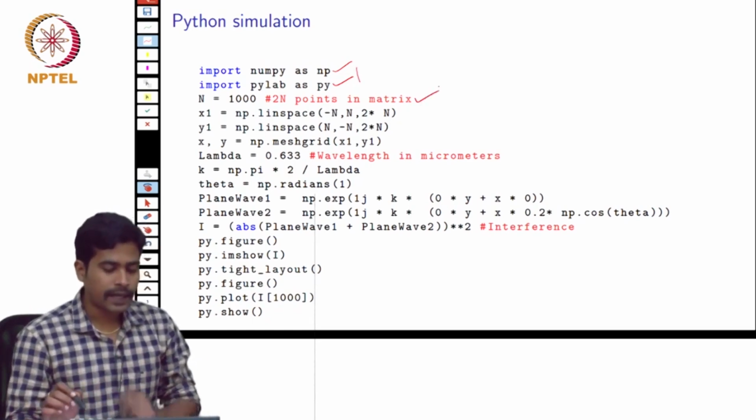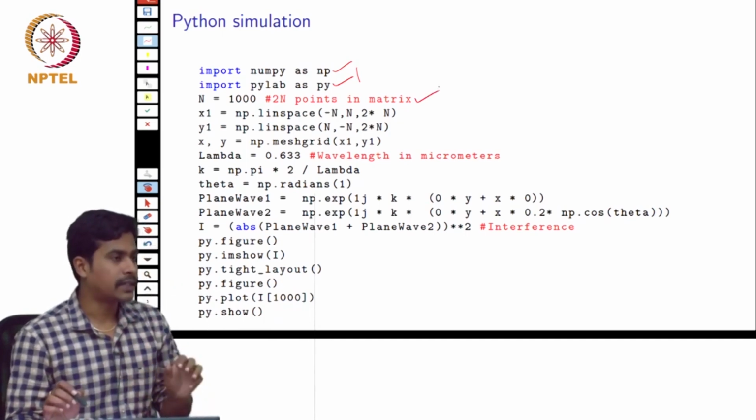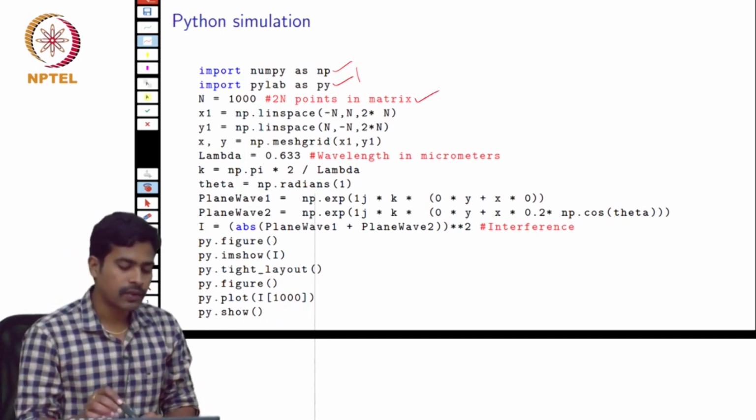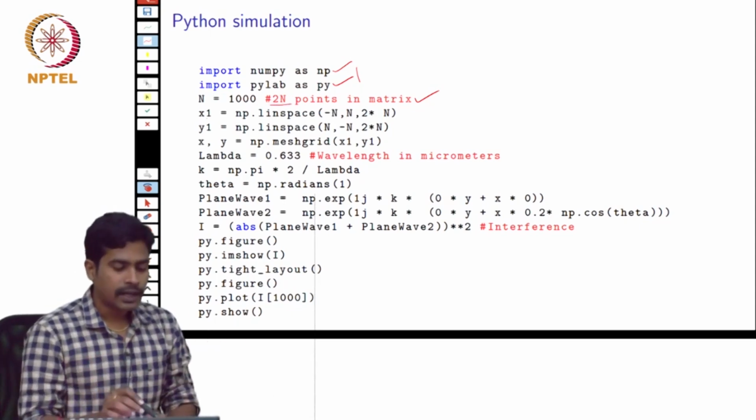I am using a matrix of 2000 by 2000 points here. For that I just took n equals 1000, and there are going to be 2n points in the matrix, and x1.